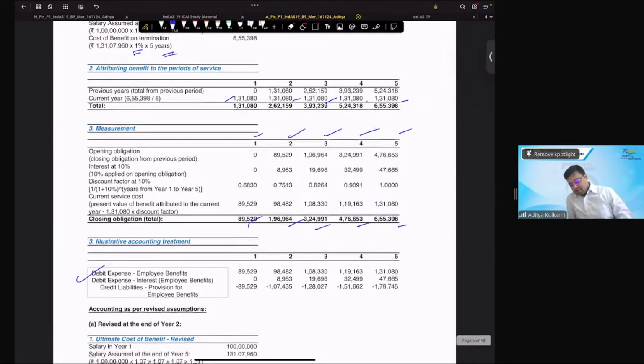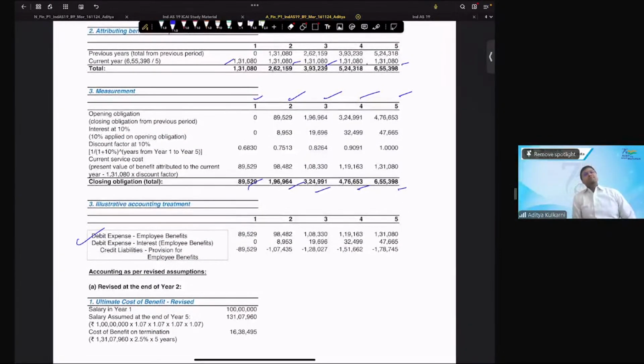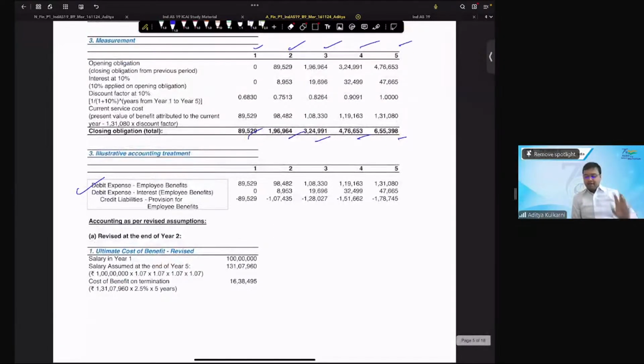All right. No doubts. Now what is happening is management felt 1% is very less. We should give 2.5%. So the ultimate cost of benefit revised will be on the basis of 2.5%. Salary assumed at end of year 5 is 1.31 crores. Cost of benefit on termination is 16.38 lakhs. Is it okay? Yes, 131 into 2.5% into 5 years. Are we able to understand?